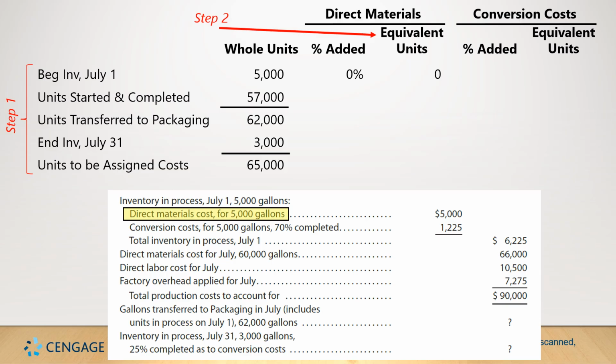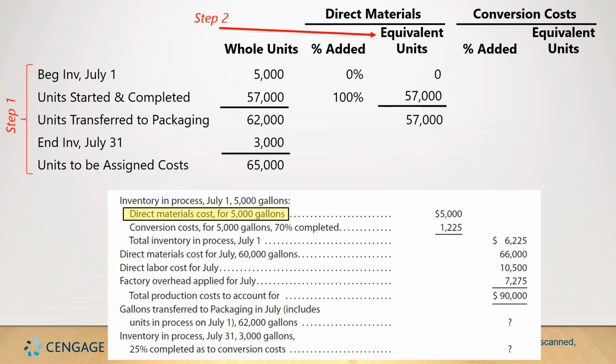What about units started and completed? What percent of materials were added this month? 100%. Because all materials are added at the start of production, and because we started on this inventory this month, we added 100%. Also, if inventory is completed, it must be 100% done. Thus, the equivalent units of what we started and completed this month for direct materials is 57,000 gallons. Total equivalent units transferred to packaging is just the sum of those two numbers.